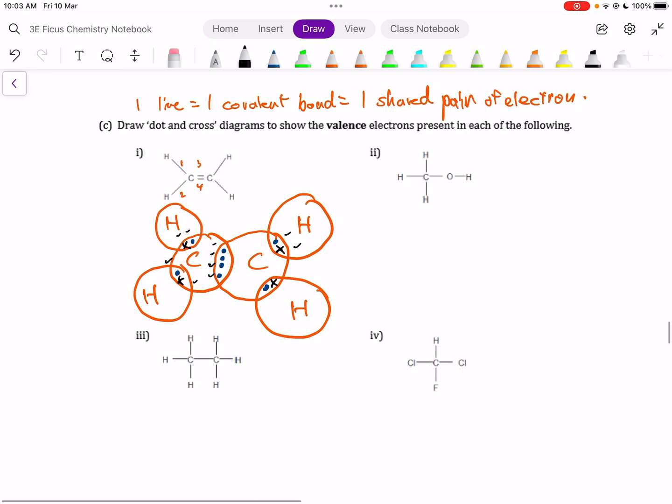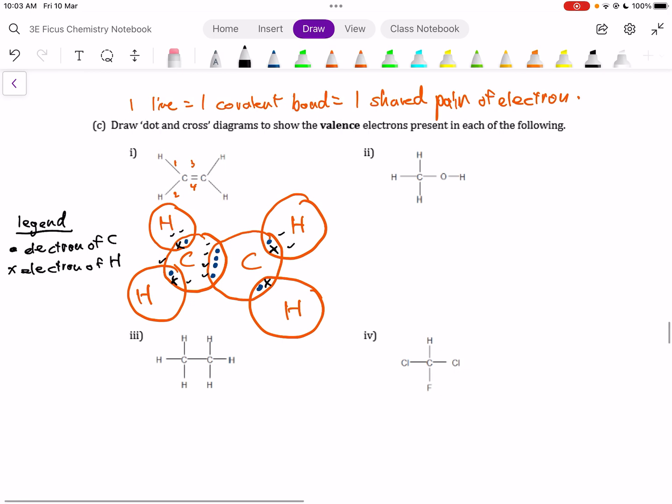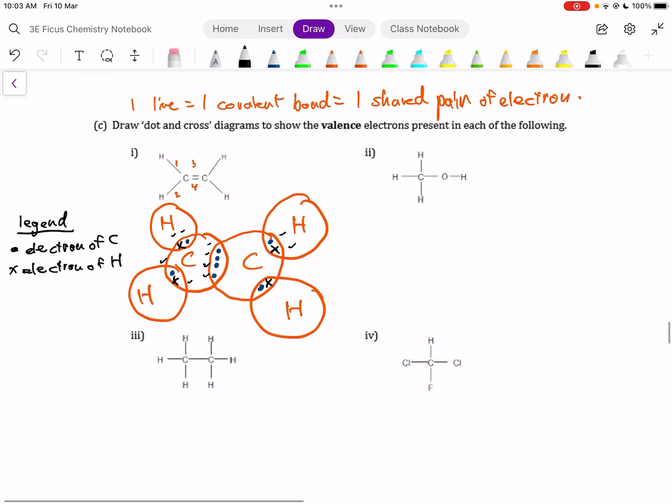After this, I'll put in my legend. Dot is electrons of C, cross is electrons of H. For the next one I'll probably have to bring in another symbol, like a triangle for the oxygen or the carbon, because it's 3 different elements.